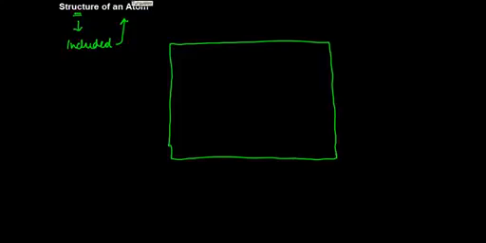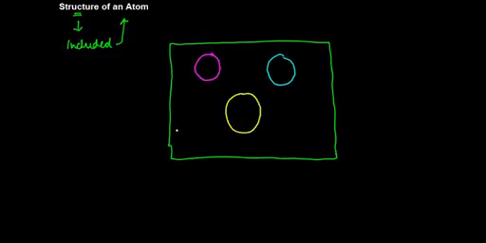So there are basically three kinds of things which are available in an atom. And let me make different boxes for them with different colors. Now, the three things which are available in an atom are the electrons, the protons, and the neutrons.